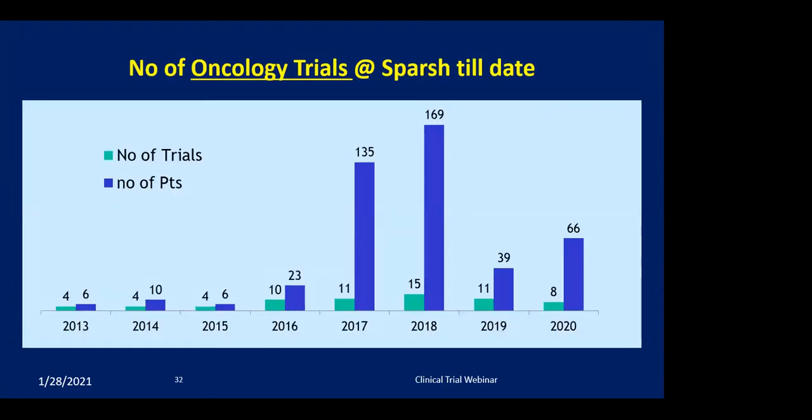So this is the number of oncology trials till date. It started in 2013 with the help of Dr. Soren Das, when we had a prostate cancer bicalutamide study and a cancer vaccine for adenocarcinoma of the lung. Over the years, 2017-18 has really been phenomenal. In 2018 and 19, there was a dip because some new regulations came up, and even in COVID, you can see we had a good number of patients in clinical trials.